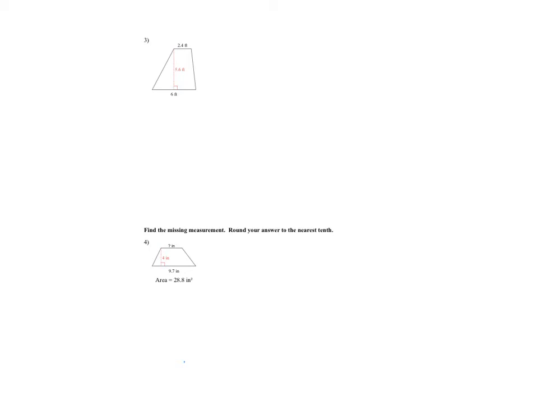To find the area of a trapezoid, and a trapezoid has two parallel sides, and then the other two are not parallel. So if you notice, the top and the bottom of this trapezoid are parallel and the other two are not. That makes it a trapezoid. It's a quadrilateral. And the formula is the height times base 1 plus base 2 divided by 2, or 1/2 height times base 1 plus base 2.